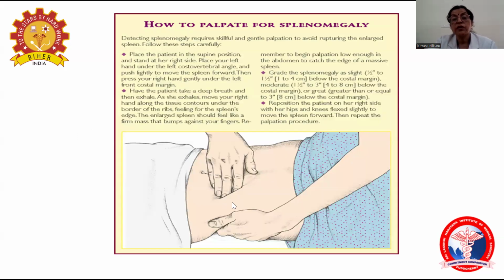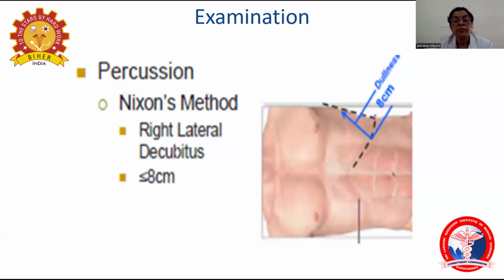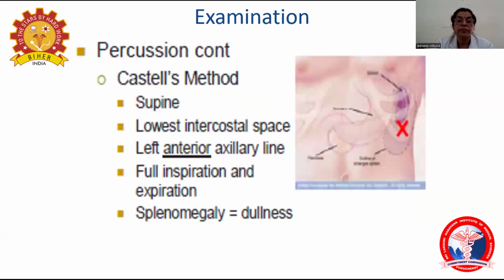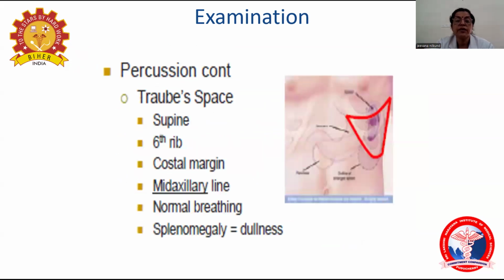This picture shows how to palpate the spleen. Put the patient in a supine posture, elevate the spleen from the back side, and then palpate with the left hand on the back lifting the spleen, and the right hand should palpate below the left hypochondrium. Or you can put the patient also in a right lateral position and palpate below the left costal margin. There are other methods as well related to percussion to find out the spleen. These are few methods of percussion.